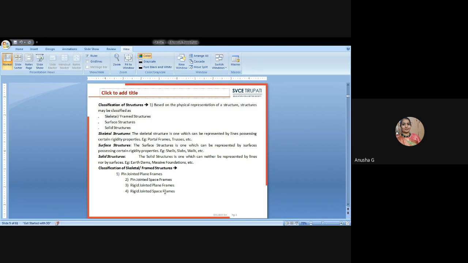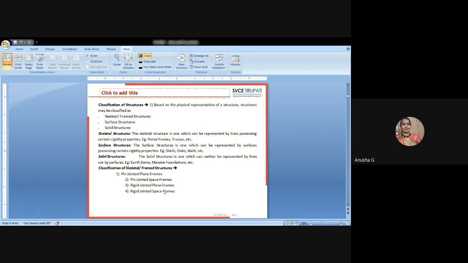Okay, what is meant by a skeleton structure? A skeleton structure is one which is represented by lines possessing certain rigidity properties. For example, portal frames and trusses are skeleton structures. Surface structures are those represented by surfaces possessing certain rigidity properties. Examples are shells, slabs, and walls. These are all surface structures.